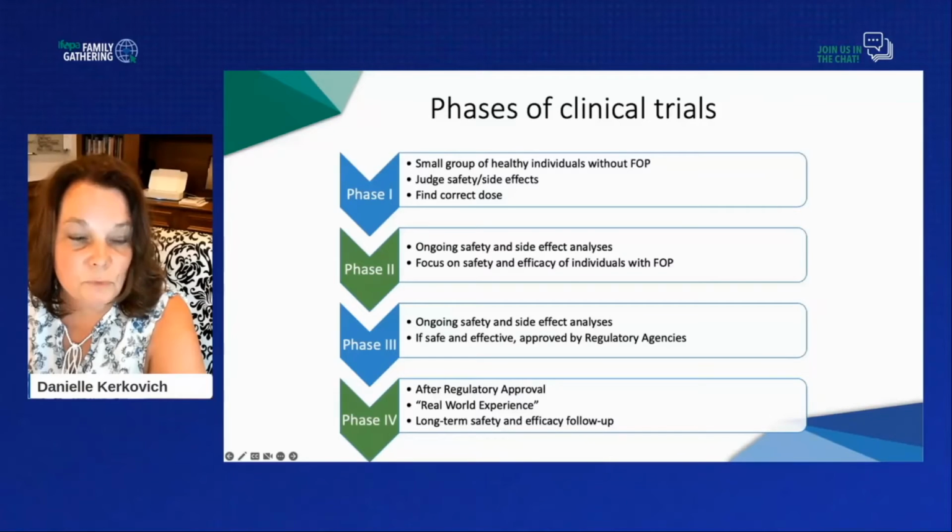In phase 2, we focus on the safety of the medication in patients with FOP and start to look at the drug's ability to treat FOP at that dose. Researchers are looking for signs the drug is effective short term. Phase 3 trials are designed to answer whether the drug is able to treat this disease. To do this, phase 3 trials may include a larger number of patients, a longer period of treatment, or both.